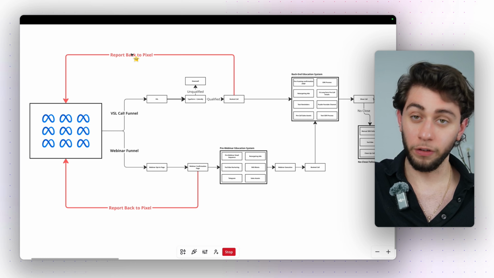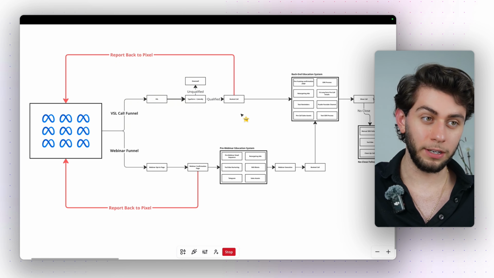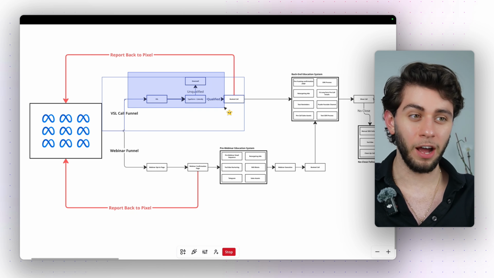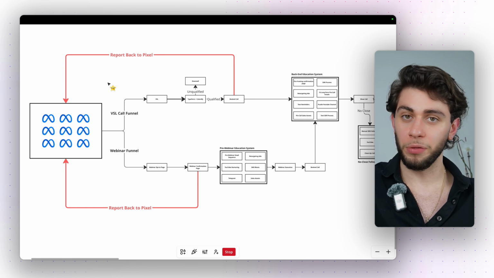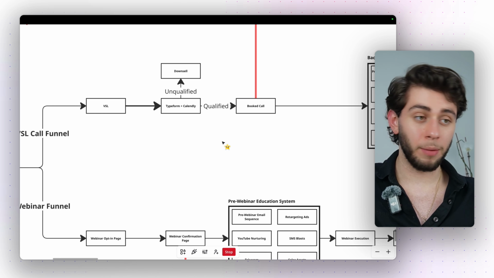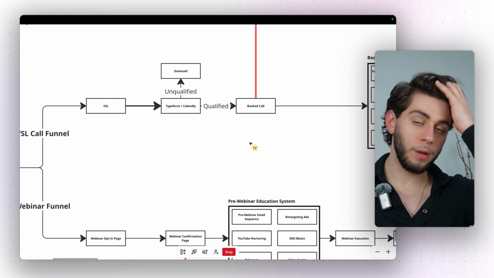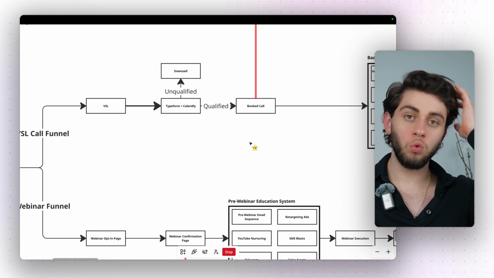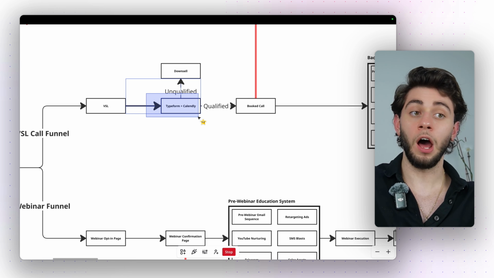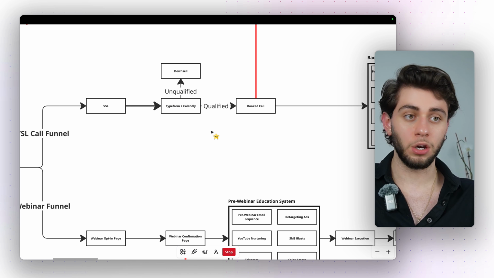Here's a hack on how you can do that to only attract, or only report back, high quality leads, okay? You put that pixel on the thank you page after somebody books a call, and you only allow people who are highly qualified to book a call. So let's say you have a Typeform survey and you have logic in that survey. Let's say somebody is unqualified based on the answers they give you in the survey.